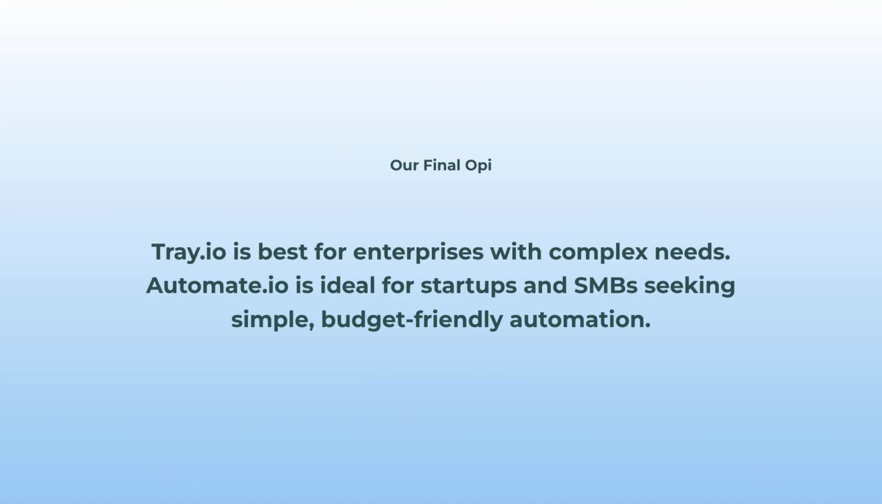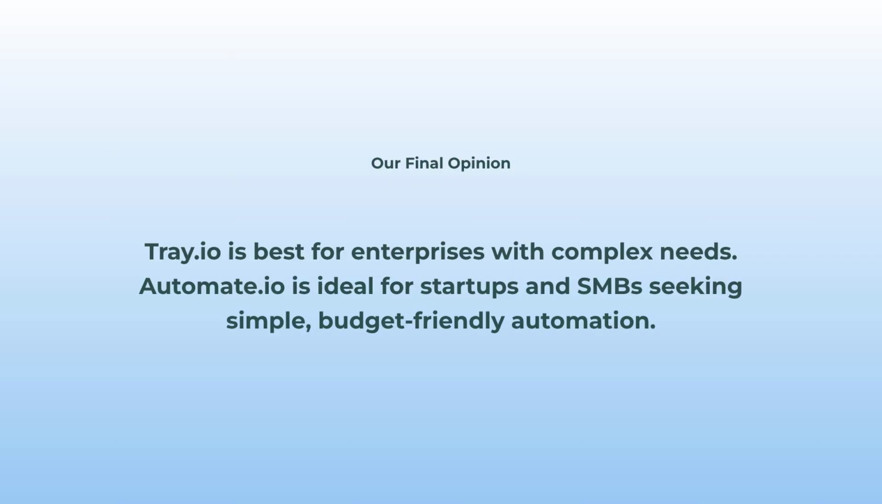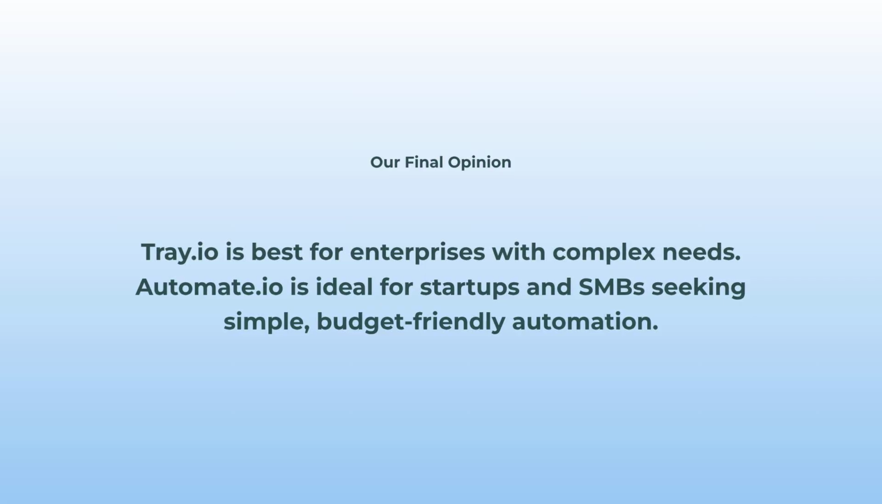So what's the verdict? Basically, Tray.io is what you want if you need deep, complex automation. Think big teams, lots of processes, serious security. Automate.io is perfect if you're a startup or small business, or maybe just experimenting with automation and don't want to break the bank. Both do their jobs, but yeah, Tray.io is our overall winner for sheer power.